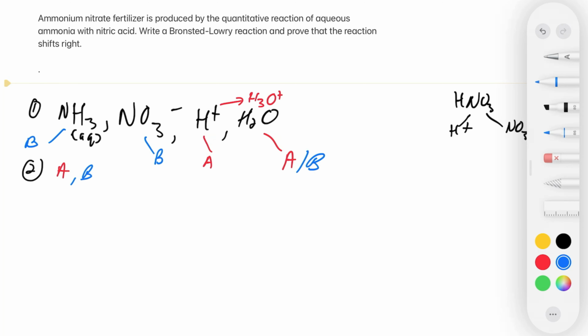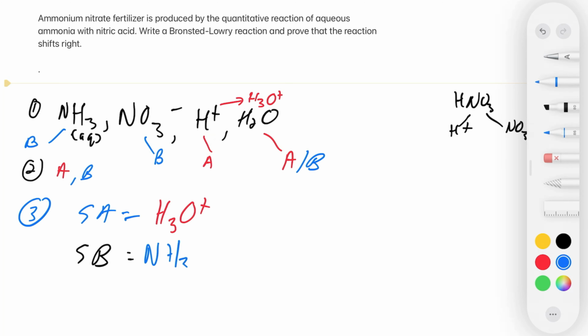Okay. So we have that. Now what we're going to do is, using the data booklet, we're going to identify the strongest acid and the strongest base. And so the strongest acid, the one that was closest to the top, was your hydronium ion, which is H3O plus. And the strongest base would be NH3.